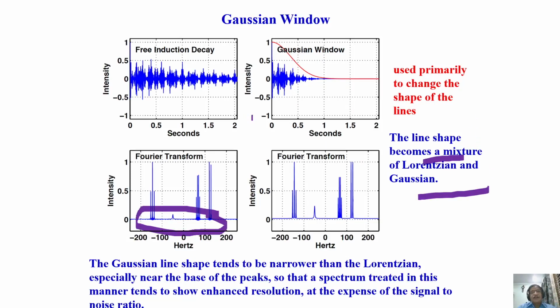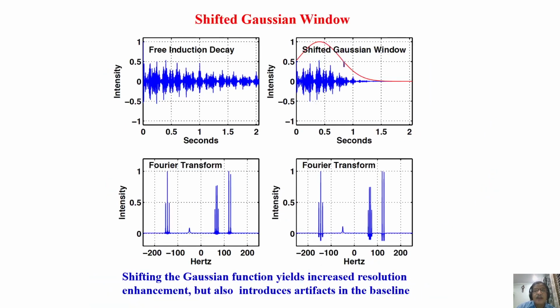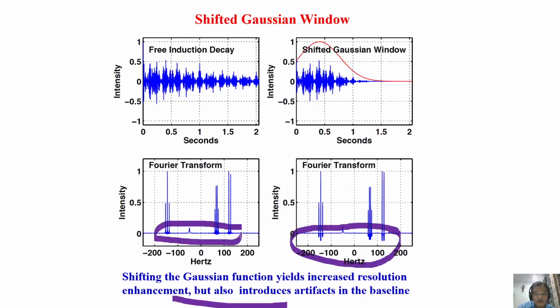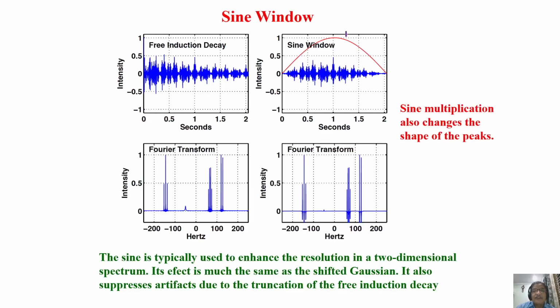This distortion is removed, and the line shape becomes a mixture of Lorentzian and Gaussian here. Because the NMR spectrum is a Lorentzian, you are multiplying by a Gaussian, the line shape is not pure Lorentzian, it is a mixture of Gaussian and Lorentzian. Okay. You can have a shifted sine wave like this, shifted Gaussian window like this, and now you get sharp peaks. You see, it yields increased resolution, but a lot of artifacts in the base. Whatever artifacts we already had here because of the truncated FID, instead of removing, we are adding more artifacts at the base.